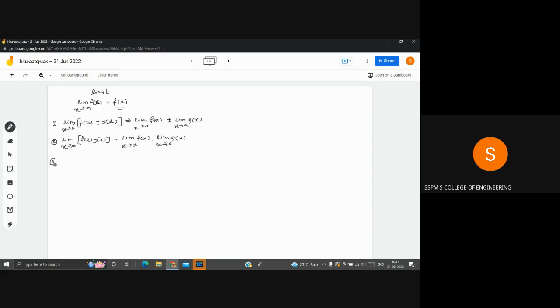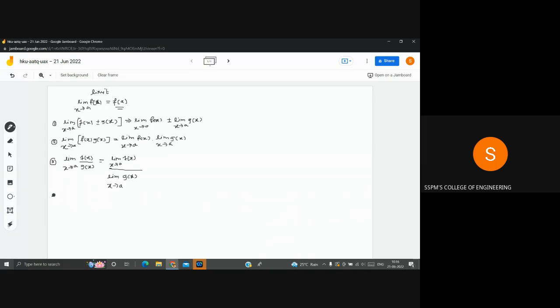Now the next one is the limit of a division of functions, or the quotient of functions, f of x divided by g of x as x tends to a. It is nothing but the division of their limits. So the limit of f of x as x tends to a upon the limit of g of x as x tends to a.